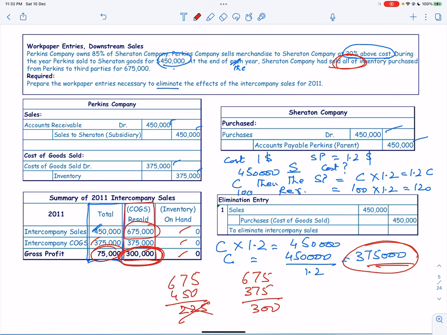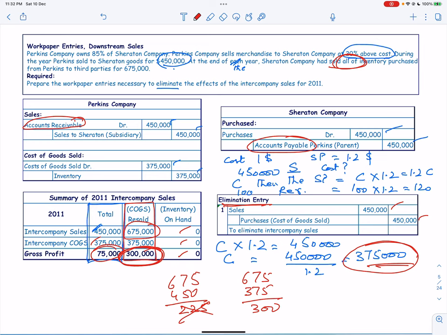Next, the intercompany sales should be eliminated, and for this, sales is debit and purchases is credit. Interestingly, accounts receivable of P company and accounts payable of S company automatically cancel out, so we need not do anything here.